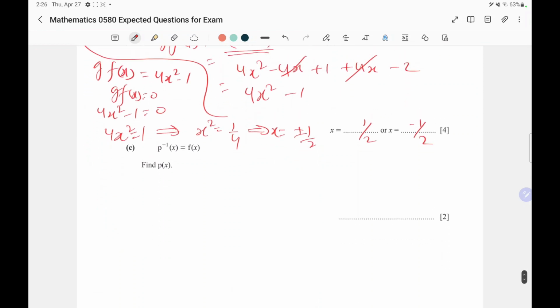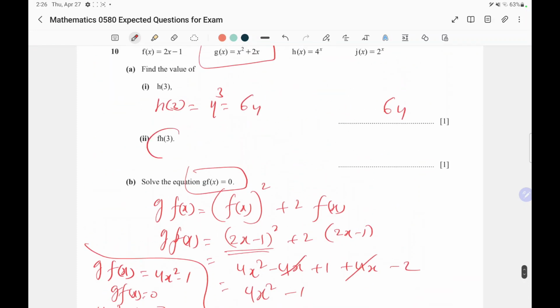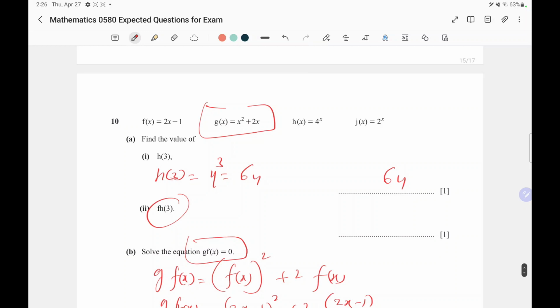Now p inverse x equals f of h of 3, we did not do. f of h of 3. So what is h of 3 by the way? h of 3 we already found. So h of 3 is 64. So f of 64 we need to find. So 2 times 64 minus 1, which is 128 minus 1, which is 127.